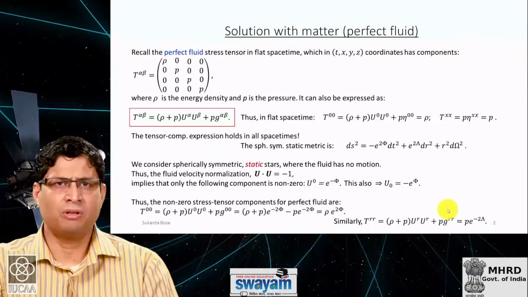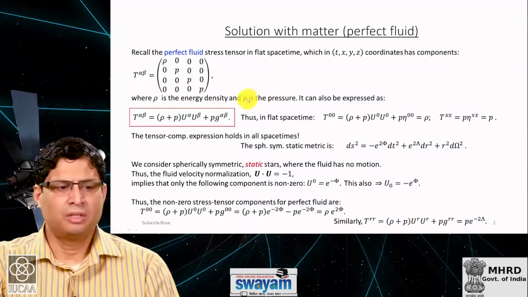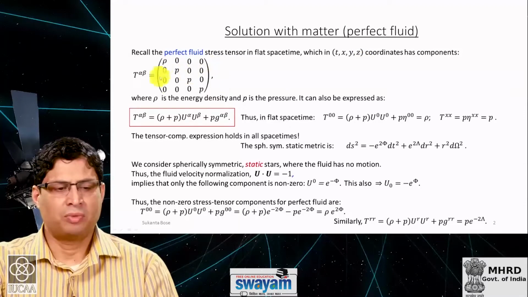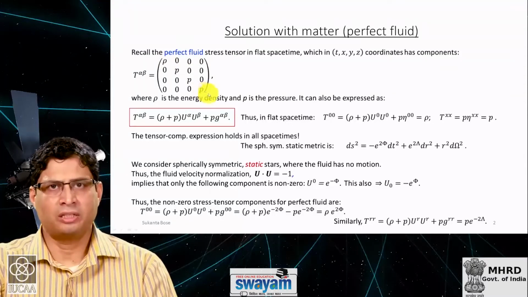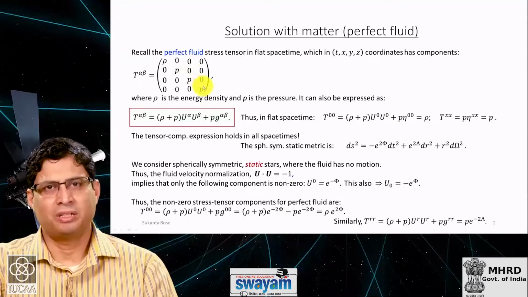So, as you already saw, the components T alpha beta of a perfect fluid stress tensor in these t x y z coordinates are given by this 4 by 4 matrix, where all the non-zero components are along the diagonal, T 0 0 being the energy density rho, and T x x, T y y, T z z being the fluid pressure.